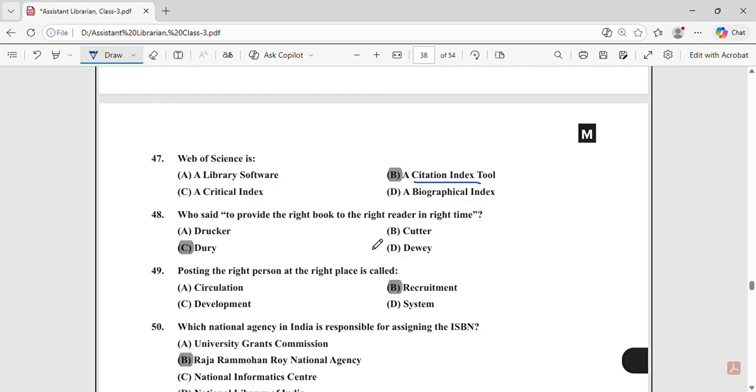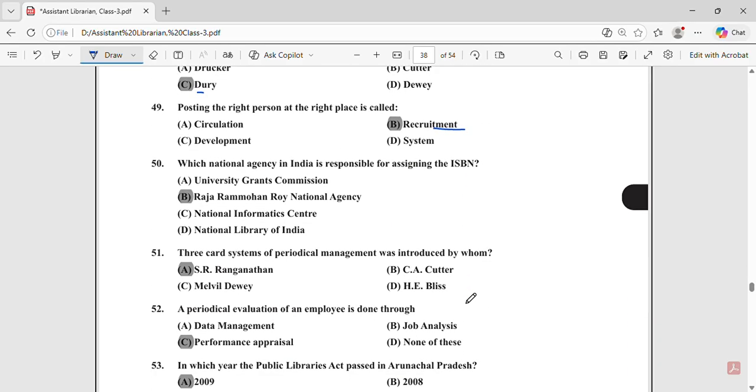Web of Science is a citation index tool. Who said to provide the right book to the right reader at the right time? Dewey. Posting the right person at the right place is called recruitment. Which national agency in India is responsible for assigning the ISBN? Raja Ram Mohan Roy National Agency.